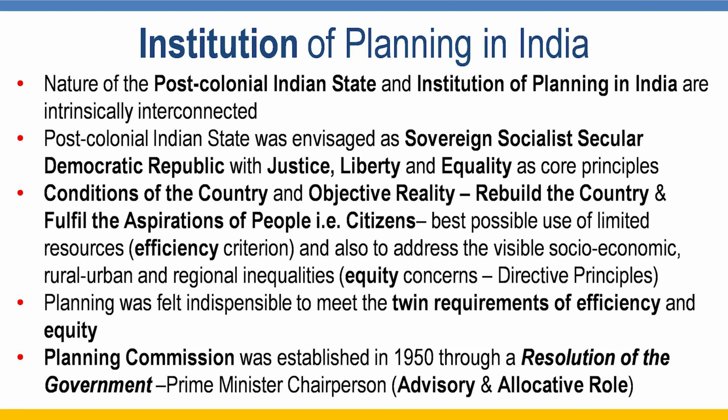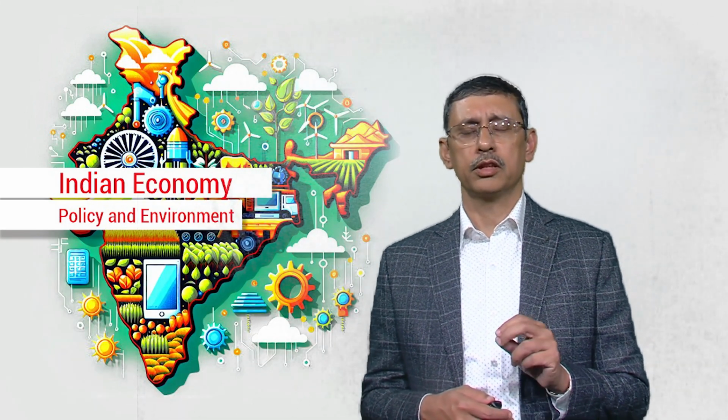And with this idea, the institution of planning was institutionalized in India by setting up a Planning Commission in 1950 with a first plan in 1951. Now, most importantly, it is to be understood that this Planning Commission was established by a resolution of the government. So it was an executive decision with the Prime Minister as the chairperson, so that you can actually coordinate with different ministries and so on and so forth, and with two roles.